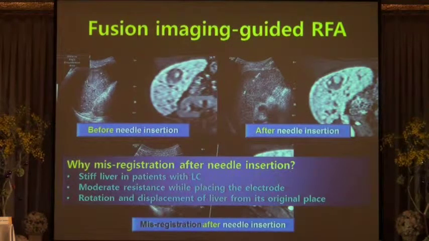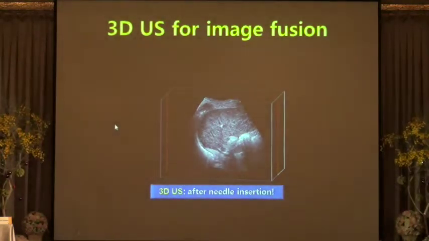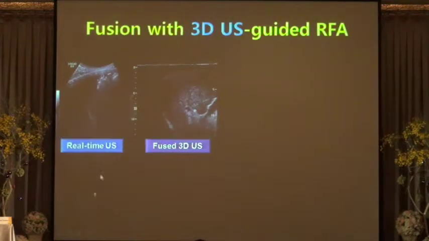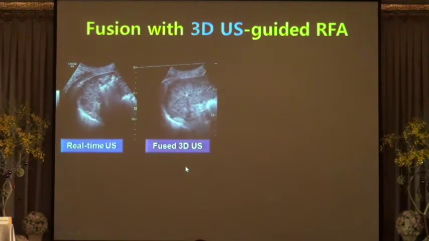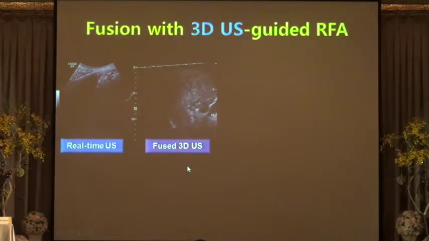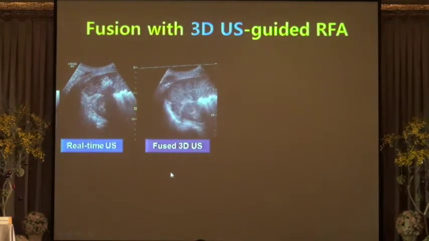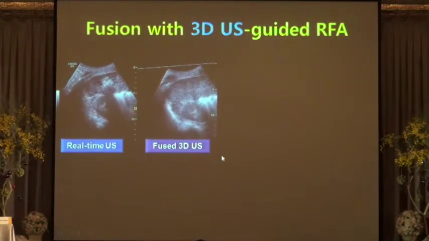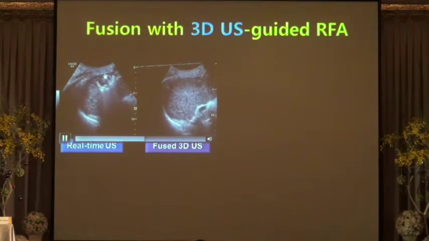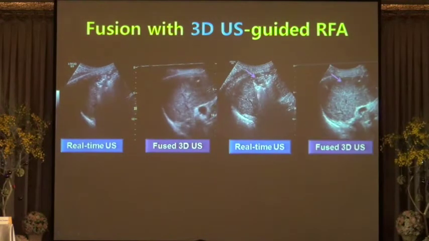To overcome this problem, we can use 3D ultrasound that can be used for image fusion. One thing to point out is that 3D ultrasound should be obtained after needle insertion, not before. On the left is real-time ultrasound during ablation, and on the right is fused 3D ultrasound obtained after needle insertion. Based on fused 3D ultrasound obtained after needle insertion, we can say that the ablative margin here is not sufficient.